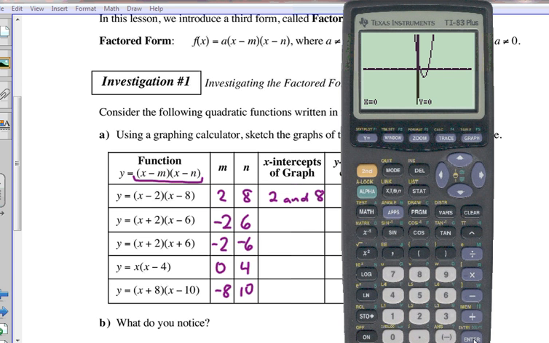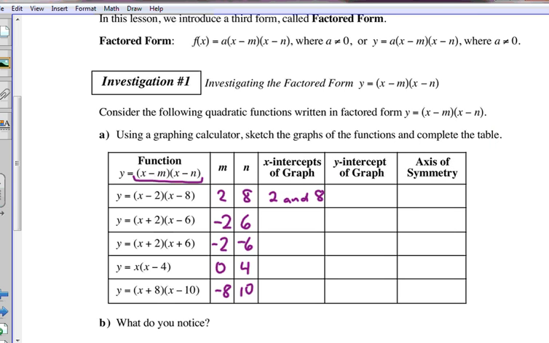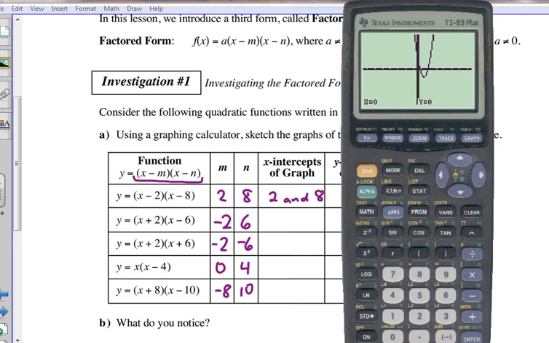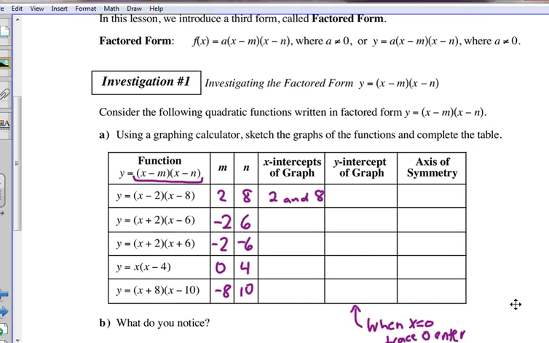X is 0. So, to get our y-intercept, that's when x is 0. So we can just push trace, 0, enter, and it'll give me the y value at that point. So trace 0, enter. 16. You did not get that. So did you want to try again? Trace 0, enter. 16. Okay.